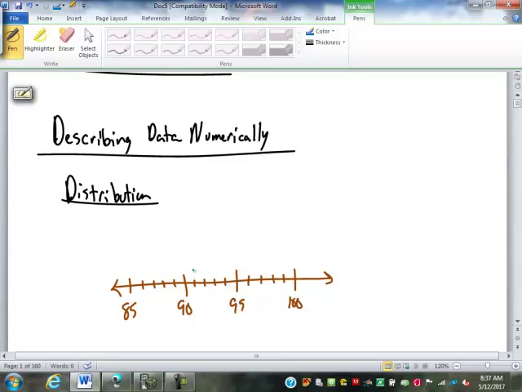So let's say I'm looking through my tests and there's a 91, there's a 96, a 92, an 87, a 93, another 91, a 98, a 92, an 86, a 95, and I just keep filling in those points as I look at the scores. And over time, we see that those scores start to create a shape on this number line. And if I were to fill in enough of them, we would get a very distinguishable shape.